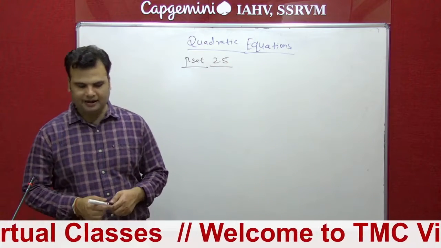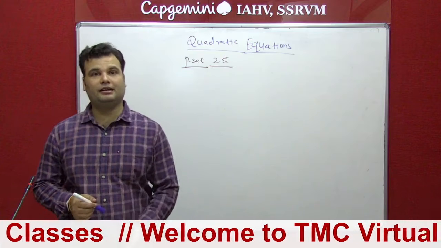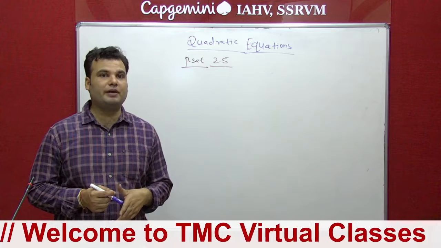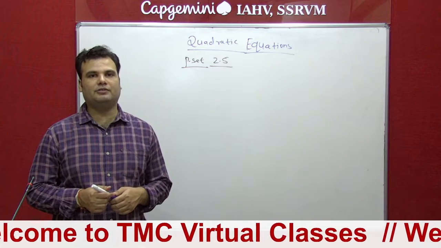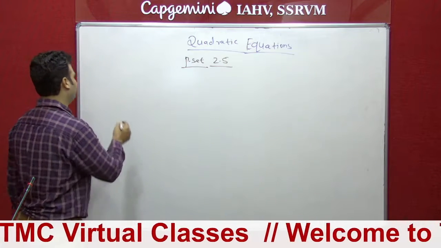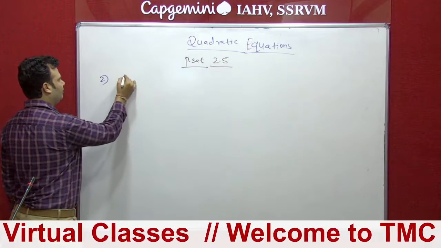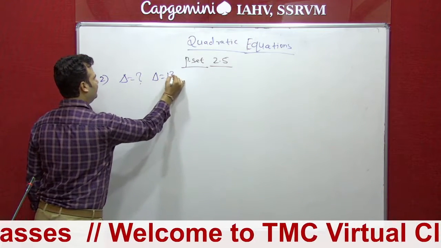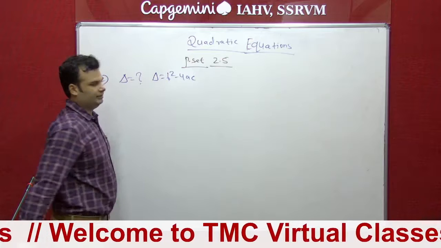Student, it is given: find the value of the discriminant. Remember, in the first part we discussed what the discriminant is: b square minus 4ac, which can be represented by the letter del. In the second sum, we have to find the value of the discriminant, that is del, and del equals b square minus 4ac.